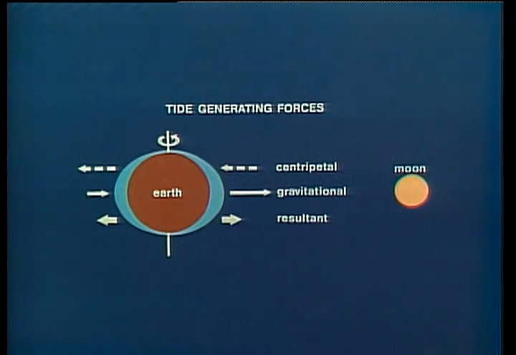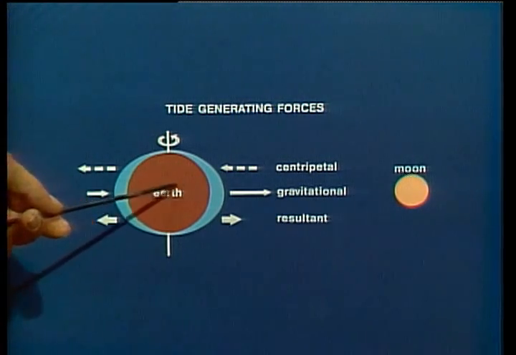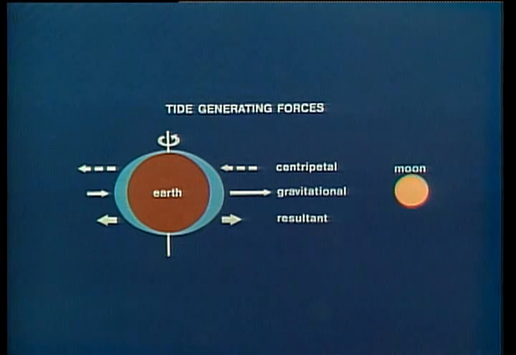Now, in fact, the Earth and the moon spin together about a common center of gravity, and this causes a centripetal force on the water which is constant over the surface of the Earth. This is the force that you observe when you are twirling a ball on the end of a string. The other force, of course, is the force of gravitation. The moon exerts a gravitational pull on the water on the surface of the Earth.